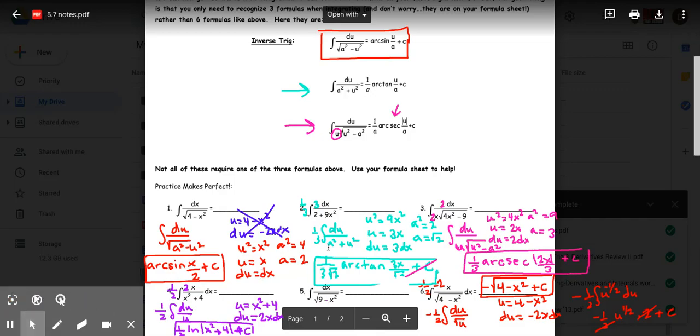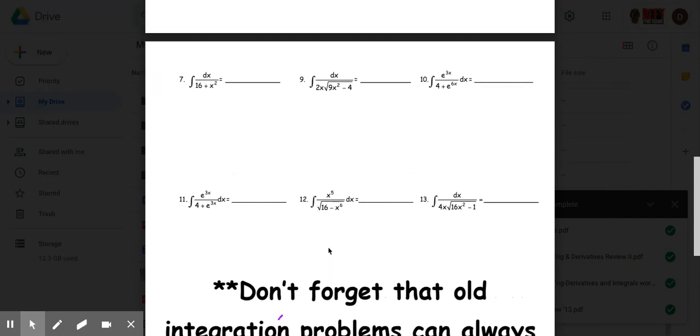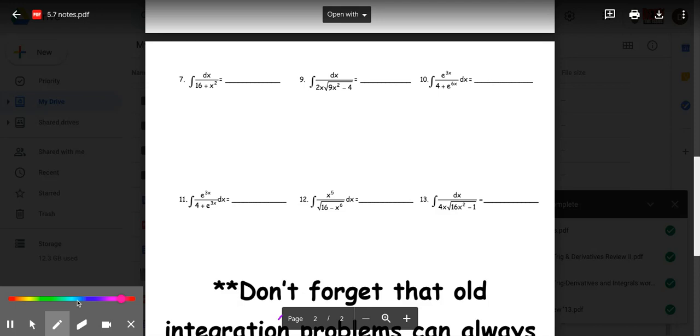So there's a bunch that I have you practicing. Let's just go through and quickly do just a couple of them. Make sure you get the hang of it. I'm going to actually look at number 11. When you have a fraction, your first thought should be trying to make u what? The full denominator.